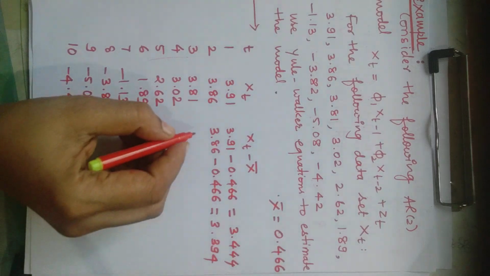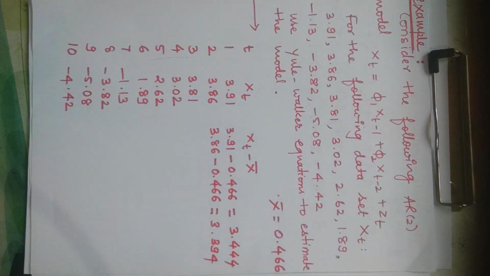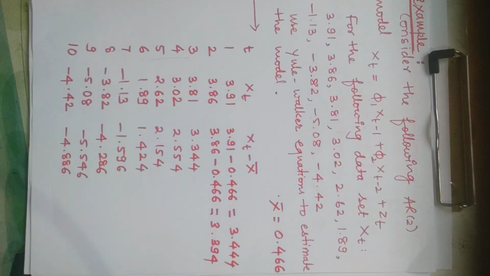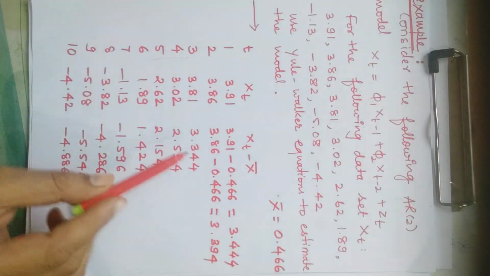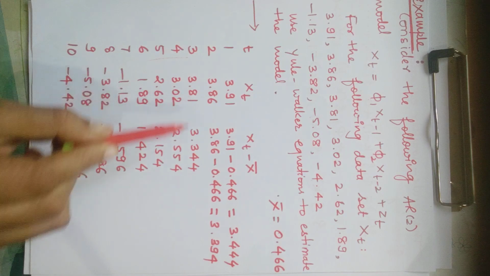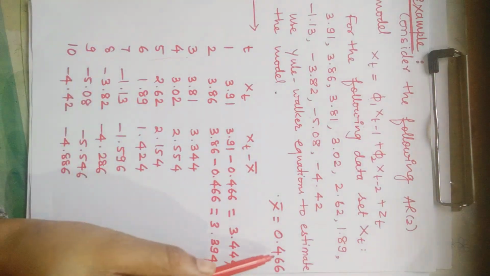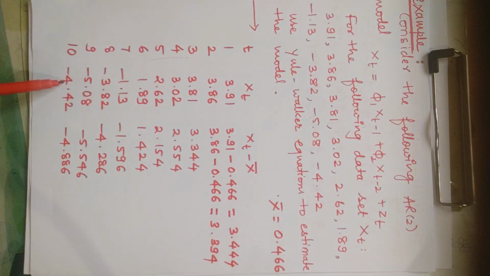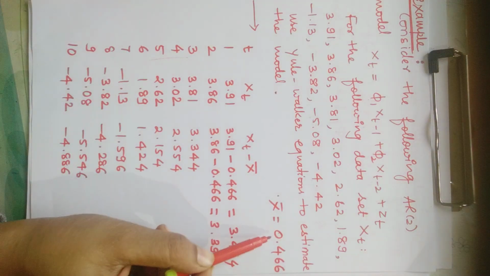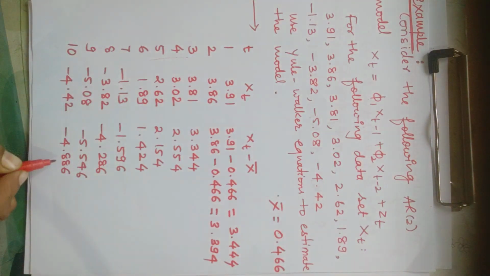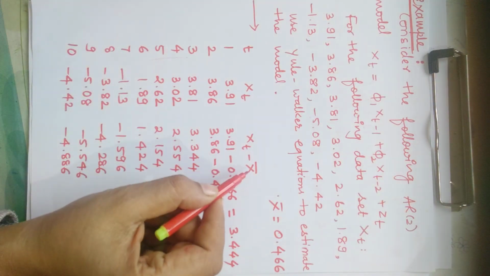In this way we have to find out the values of the remaining xt minus x bar. So 3.81 minus 0.466, then 3.02 minus 0.466, and in this way up to 4.42 minus 0.466. So we have these values of xt minus x bar.